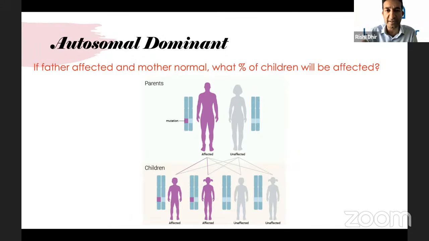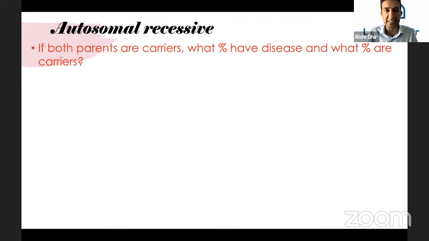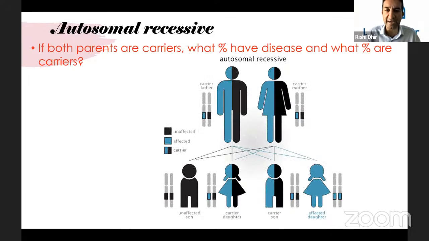So if the father's affected and the mother normal, what percentage of children will be affected? Because this is typically what you want to counsel the parents about. Next, autosomal recessive. If both parents are carriers, so they have the diseased allele, what percentage will have the disease and what percentage will be carriers? Again, you're being asked to draw it. Okay, and I'll leave that up there for a second.